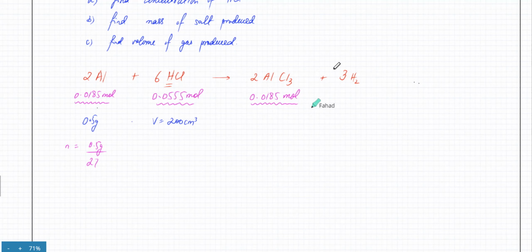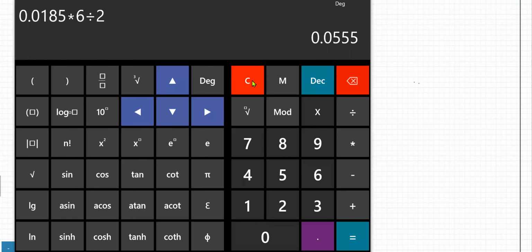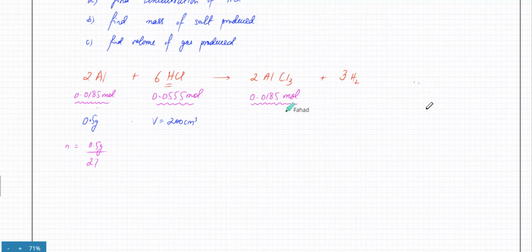And then you can find the moles of this. You can use ratio with any of them. Let's use 2:3. So it's going to be 0.0185 ratio x, so 0.0185 into 3 divided by 2. It gives me 0.02775, let's make it 278. Three significant figures, 0.0278 moles. Mahad, is this clear? Sidra, is this clear? Anna, is this clear? Yes, sir.